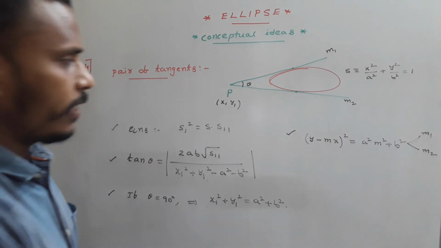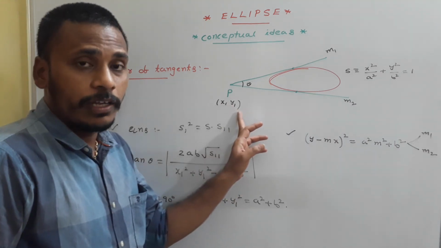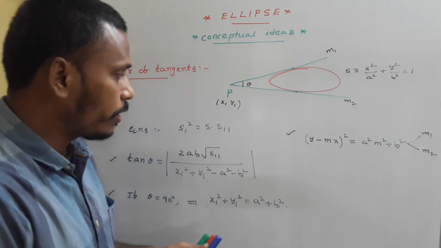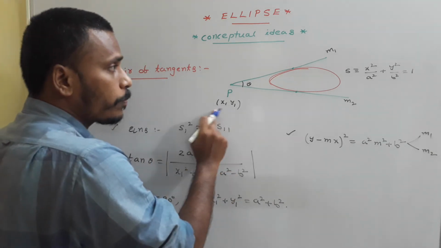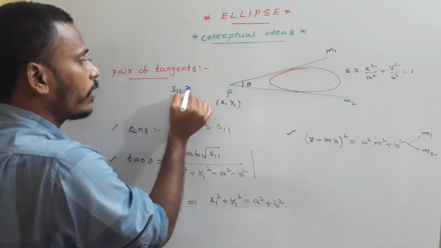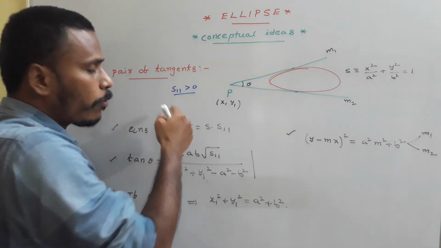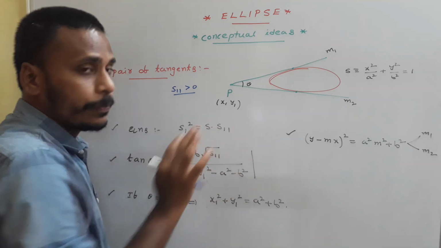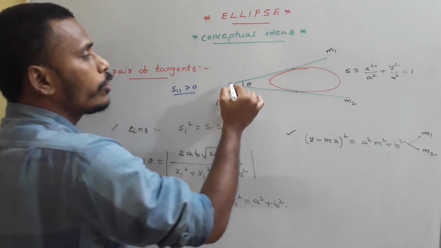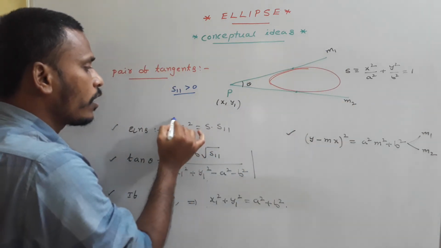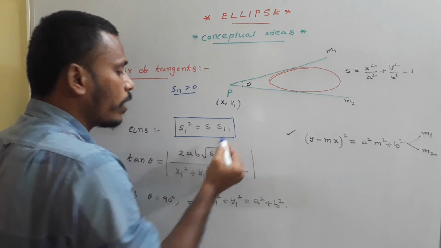Equation of pair of tangents. If a point P(x1, y1) is outside of the ellipse x square by a square plus y square by b square is equal to 1, then with respect to this point, if we calculate S11, we will get greater than 0. This type of notation we usually learned for circles as well as parabola, now again for the ellipse. Now if you wish to calculate the equation of the pair of tangents of this ellipse, we need to use S1 square is equal to S into S11.